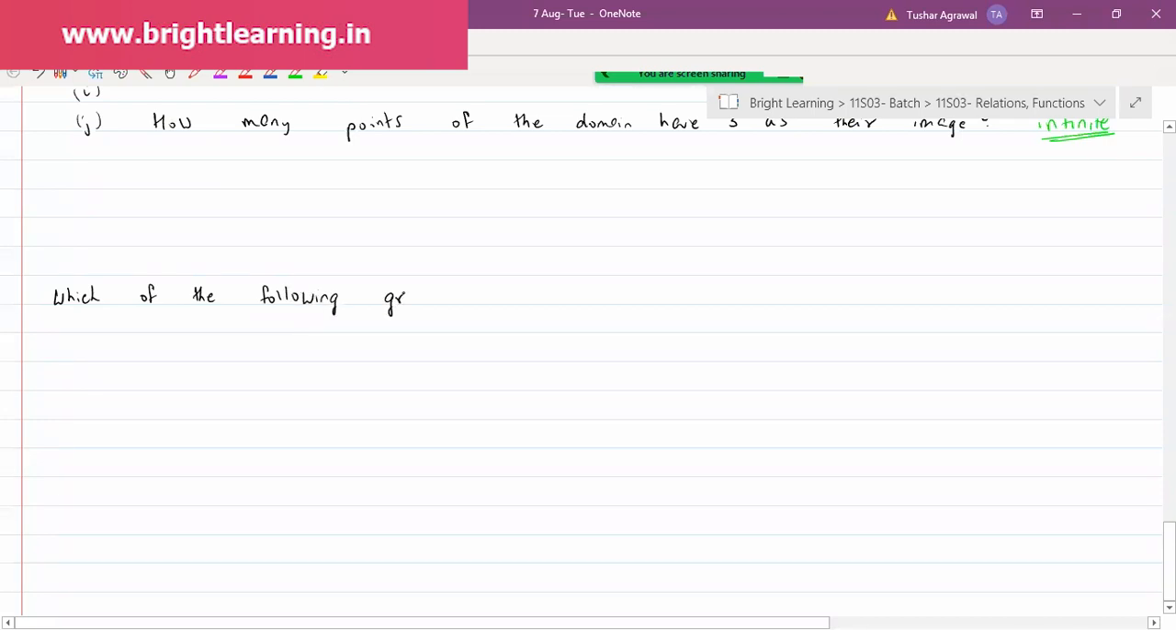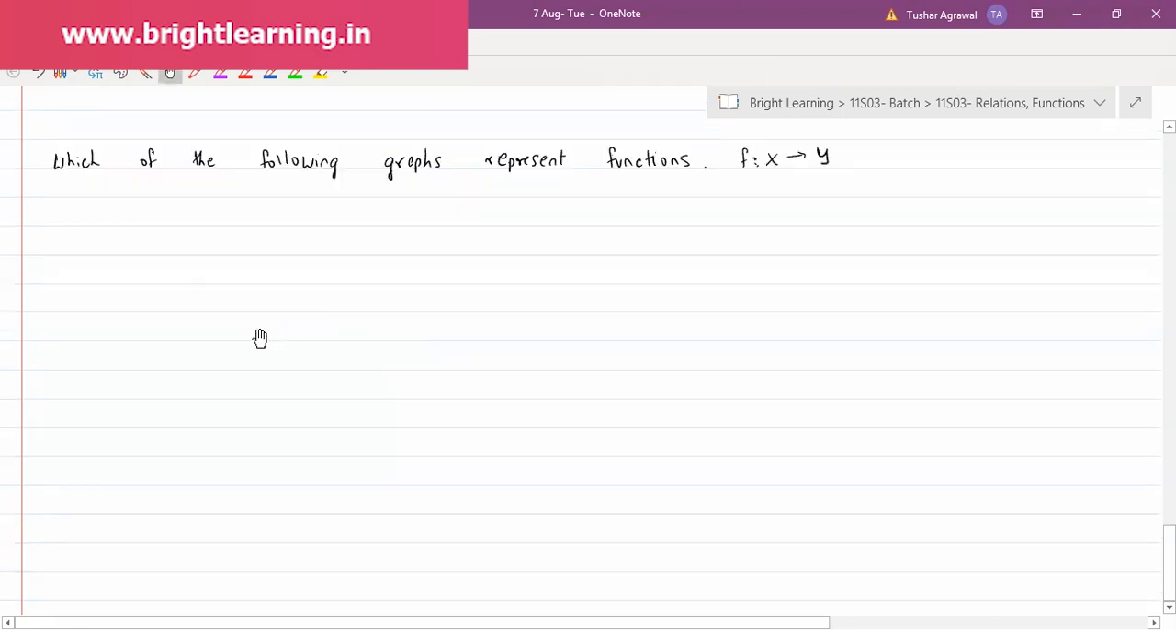Which of the following graphs represent functions? And obviously, f is from x to y. That convention is always followed. The domain axis is the x-axis.